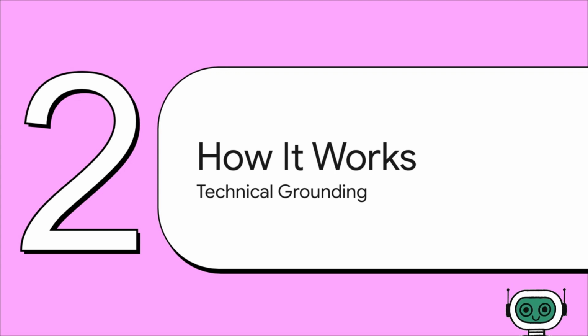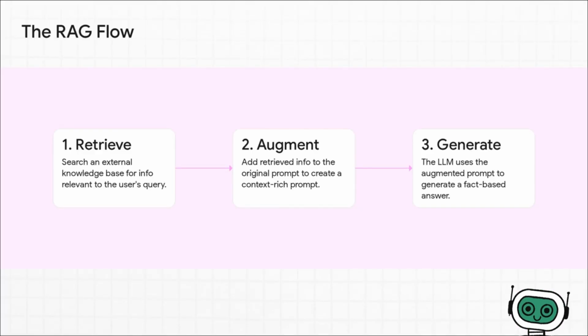All right, so that's the core idea, the what and the why. Now let's peel back a layer and see how this actually works under the hood. The whole RAG flow is actually pretty straightforward. It happens in 3 steps. First, when you ask a question, the system retrieves relevant documents from that external library. Second, it augments your original question by stuffing that new information right into the prompt. And third, it hands that new supercharged prompt to the language model to generate an answer.